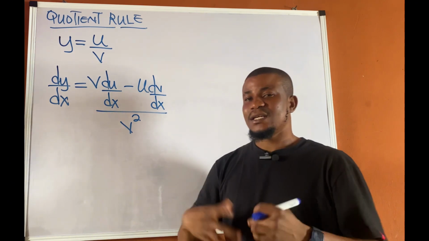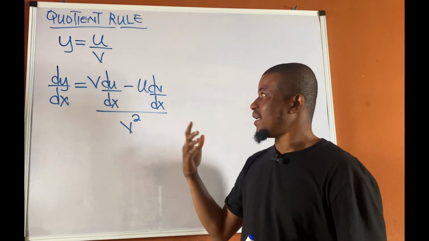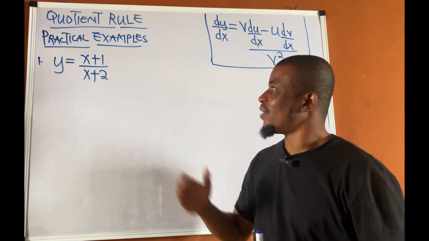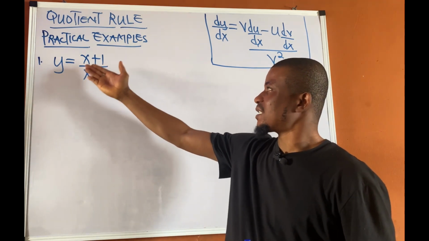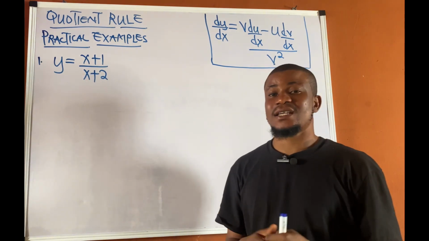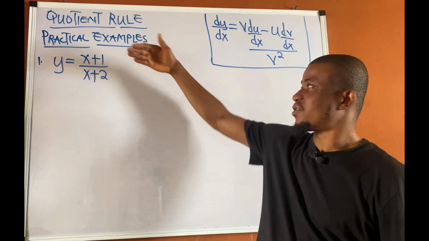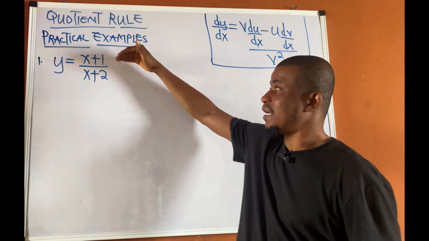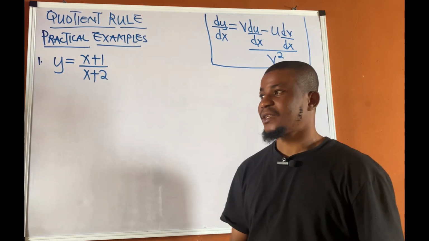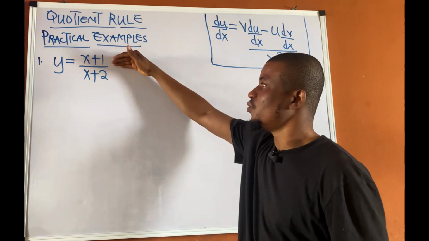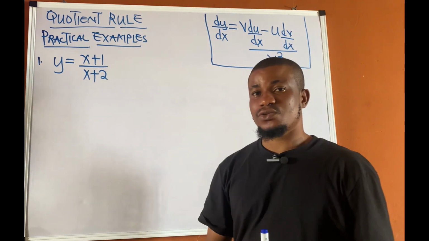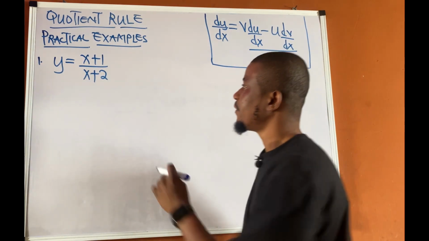Alright, now let's see some practical examples that can help us understand the quotient rule better. Let's look at this example. We have here y equal to x plus 1 divided by x plus 2. Now if you look at this example, you clearly see that there's a division of functions here. We have a numerator and a denominator, and so we need to apply our quotient rule. The first thing is to identify your u and identify your v and differentiate them, and then apply your quotient rule. So let's tackle this problem.